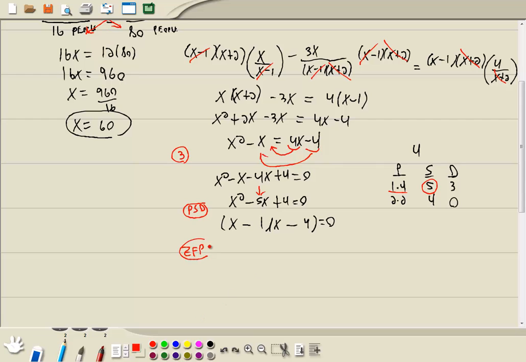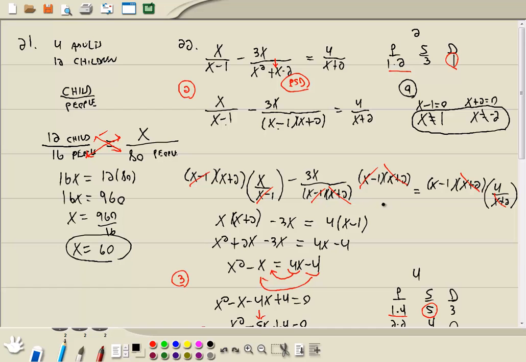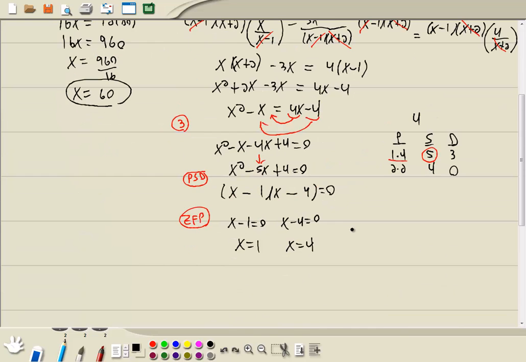Zero factor property. You get 0 on one side, you factor the other side, you set each factor equal to 0. So I'll set x minus 1 equal to 0, and I'll set x minus 4 equal to 0. Which gives us x equals 1, and x is equal to 4. Maybe. But remember our restrictions. We said that x cannot equal 1. So that one's going to disappear, and our only answer is x equals 4.